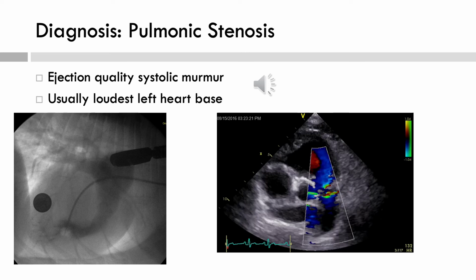This is the dog with pulmonic stenosis. It has an ejection quality systolic murmur, a crescendo decrescendo murmur, which is usually heard loudest at the left heart base, over the P location or the pulmonic valve location. We'll listen one more time here for a second.